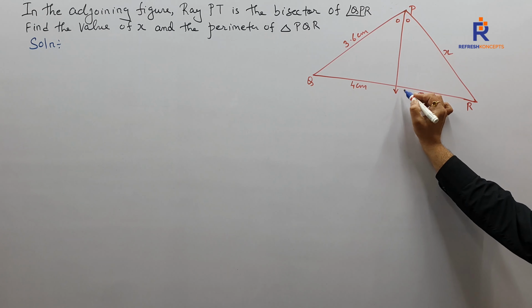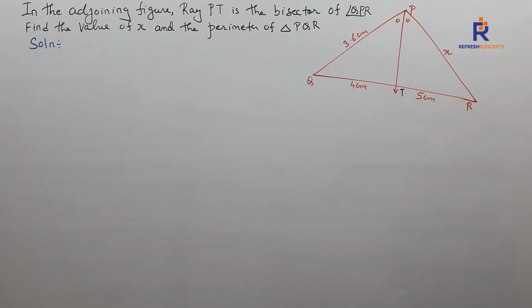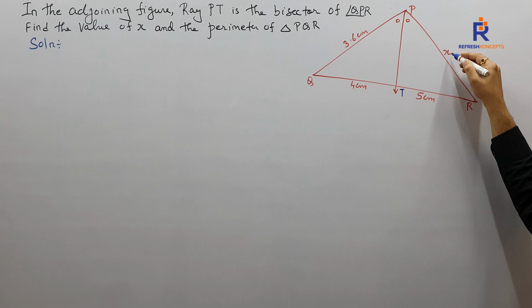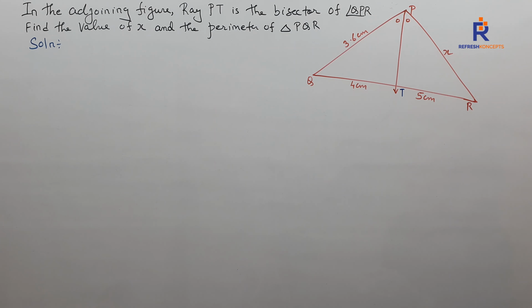In the adjoining figure, ray PT. So, it's not mentioned over here, I shall mention it out. This is PT. Ray PT is the angle bisector of angle QPR. Find the value of x, and the perimeter of triangle PQR.